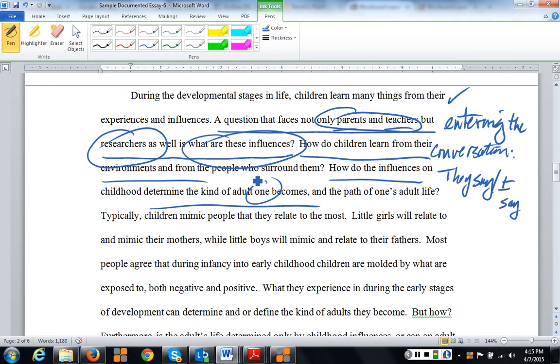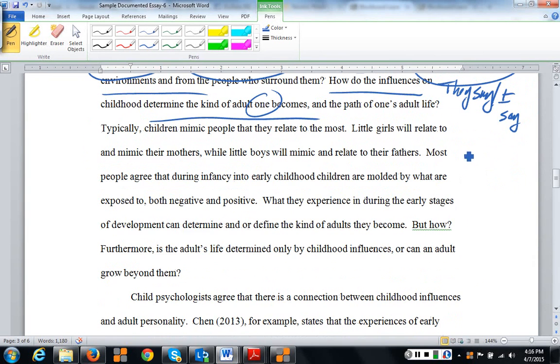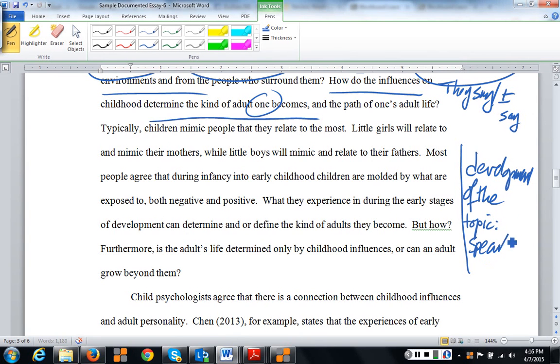So, introduction. We've got an introduction here. What does it do? It enters the conversation. Number one, it identifies a focus by means of a question that we're going to focus on, right? And then we've got some development of the topic to be addressed, a specific topic, a specific focus. All right.